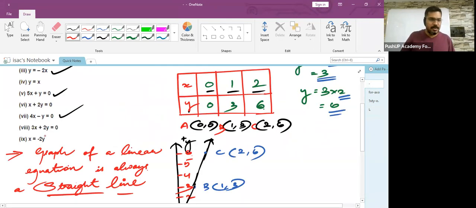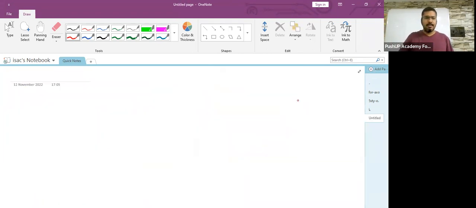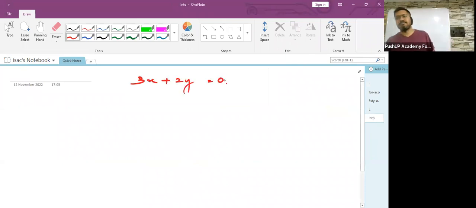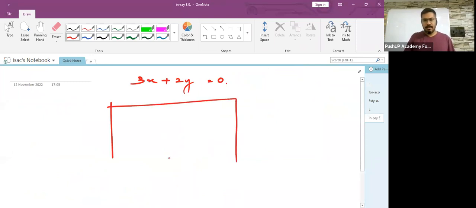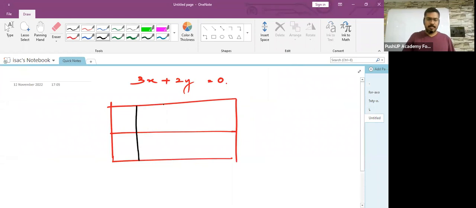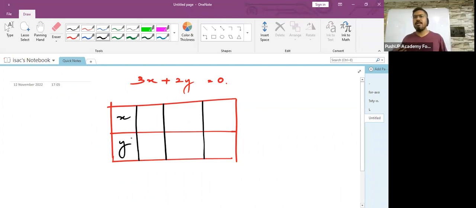Let's take one more equation if you want. 3x plus 2y is equal to 0. X is equal to minus 2y, that we will do after this. Okay. Now let's do 3x plus 2y is equal to 0. Let's draw the table. X and y. But here the problem is you haven't expressed the variable y in terms of variable x. Did we do that? No. So let us do that first.